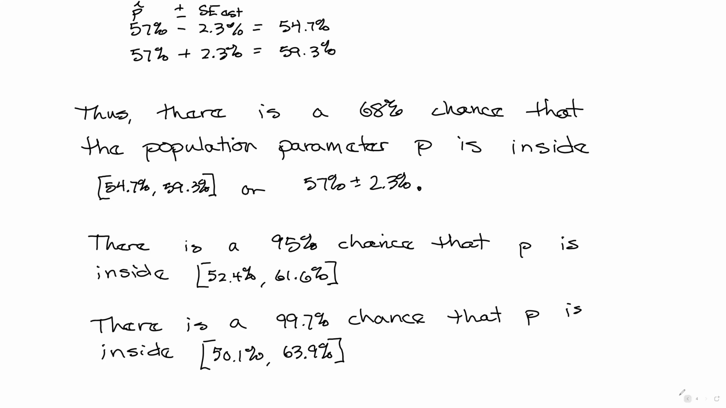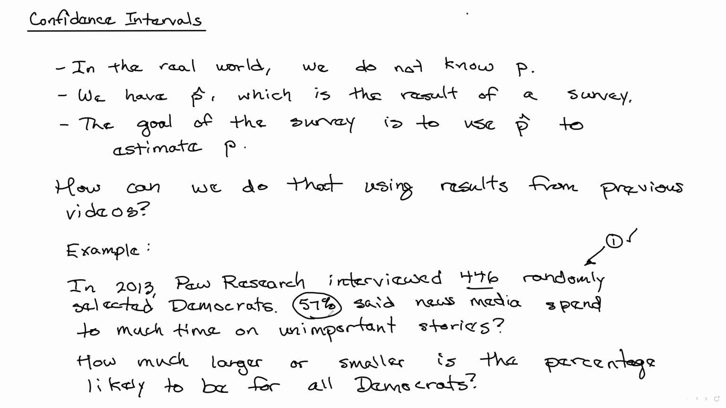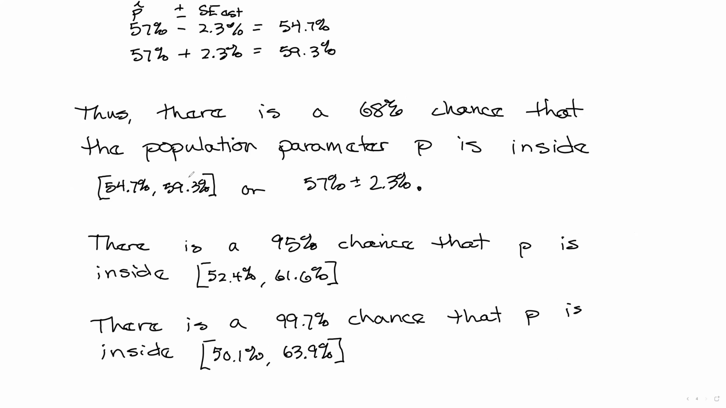Okay, so the idea here is that if we do a survey, and we don't know what the population parameter is, we have no idea what it is. But if we take the result of our survey and create an interval around it using the result from the central limit theorem, then we can say that 68% of the time P is going to be in that interval, 95% of the time P is going to be in that interval, and 99.7% of the time P is going to be in that interval. That's what we're saying: we can create intervals around our P hat results, and those intervals are likely to contain P the various percentages of the time. All right, these things are called confidence intervals.